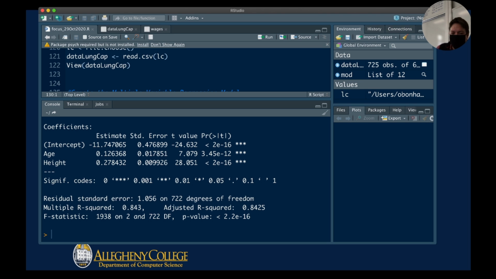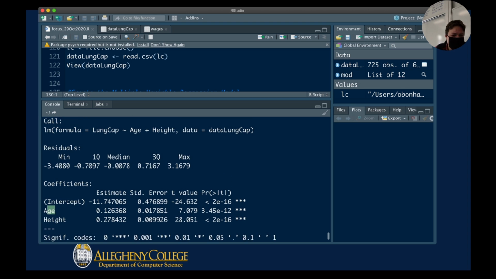The next thing I look at is this adjusted R squared. Wow, 0.84. What are we thinking? We're thinking good. There's like 15 points of something missing, but actually we're doing a pretty good job. That means that our independent variables explain our dependent variable very well. So that means that age and height are doing a good job of explaining the lung capacity.